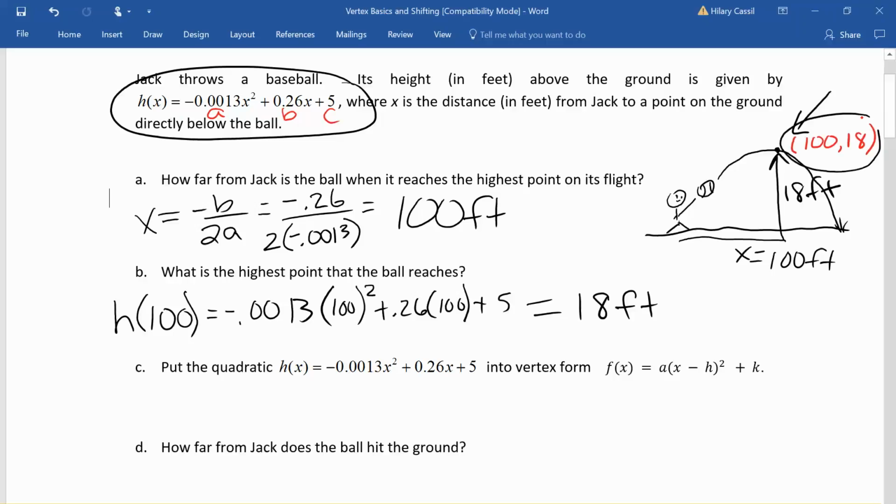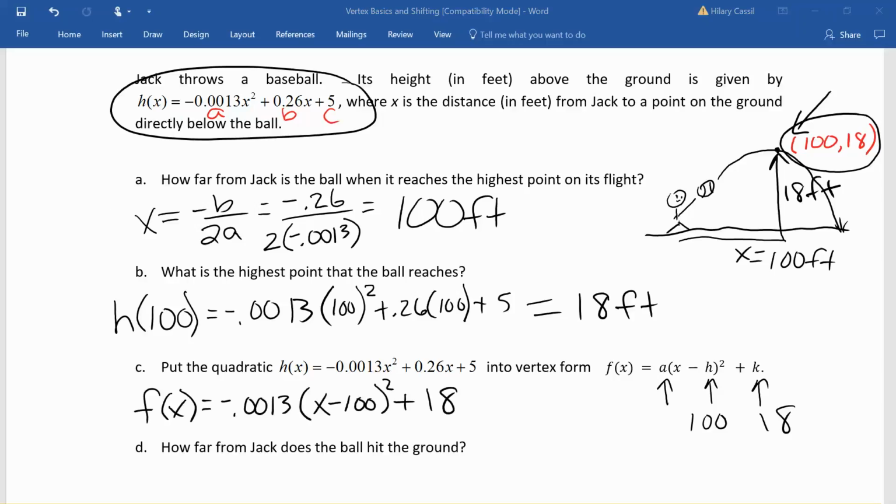And that is going to allow us to solve the next part. We want to put this into vertex form. Well, the vertex form and the standard form model the same function, so we know that the a value is going to be the same. So the a value is still going to be negative 0.0013. We now know that the h is going to be the x value of our vertex, which is 100. The k is going to be the y value of our vertex, which we found to be 18. So our vertex form is going to look like f of x equals negative 0.0013 times the quantity x minus 100 squared plus 18.